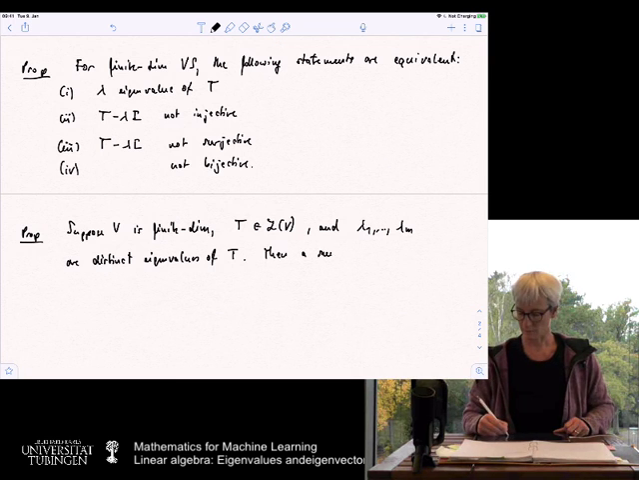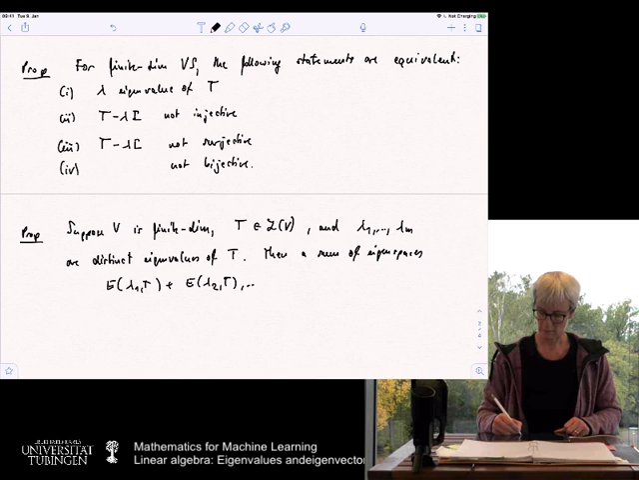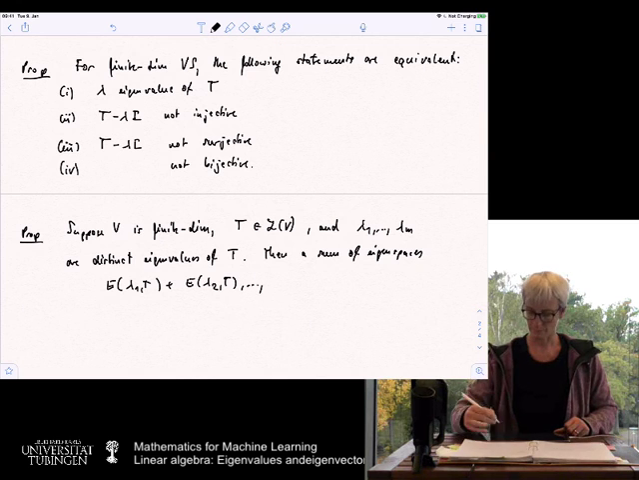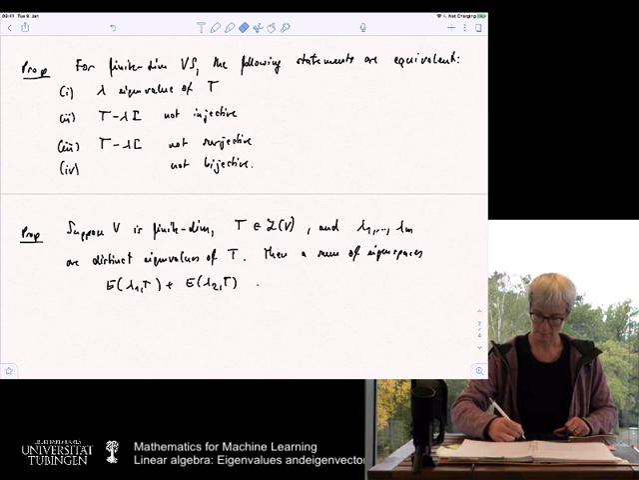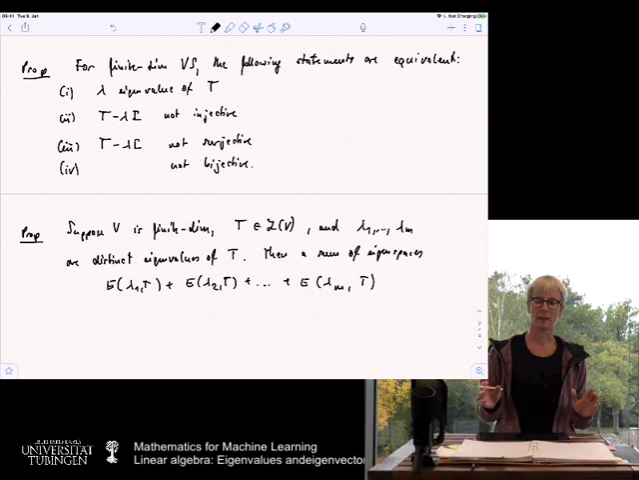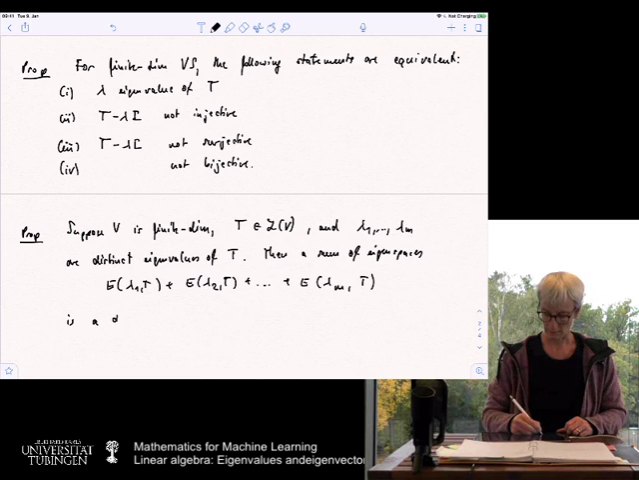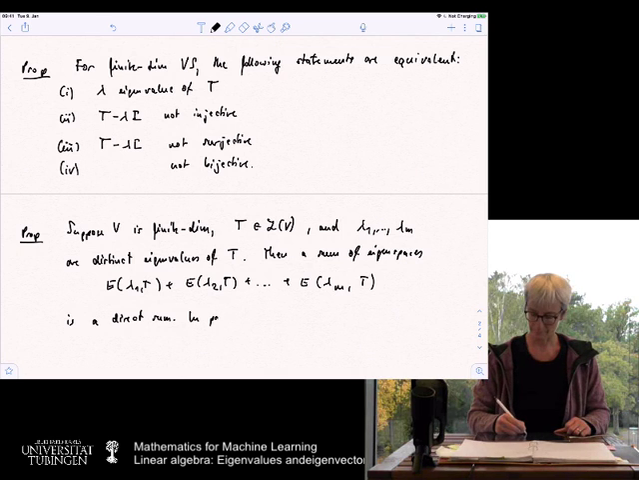Then a sum of eigenspaces of the form: you take the sum of E lambda 1 t plus E lambda 2 t and so on, until plus E lambda m t. So this is already a direct sum. It's not just a sum, it is a direct sum.